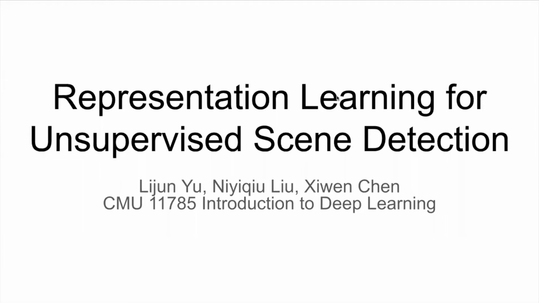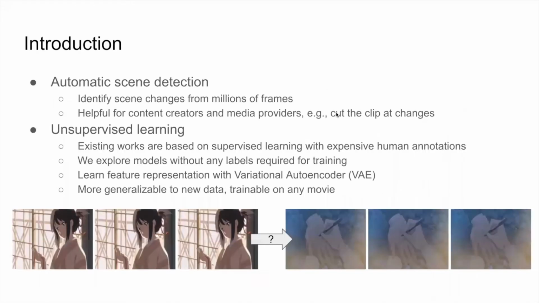Hi, this is the final report for the Introduction to Deep Learning project. In our group, we do automatic scene detection. Our goal is to identify scene changes from millions of frames in a movie. The goal is to help content creators and media providers. For example, they may want to cut a clip at changes.